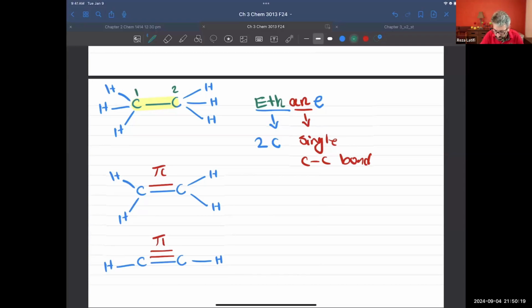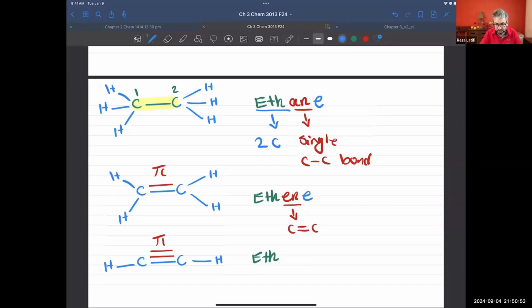Again, I'm dealing with 2 carbons, so I go ETH, which represents 2 carbons. Now if you have 1 pi bond, instead of saying AN, this time you will say EN. EN is talking about a double bond. Then you will end it with E. So this one will technically be ethene.